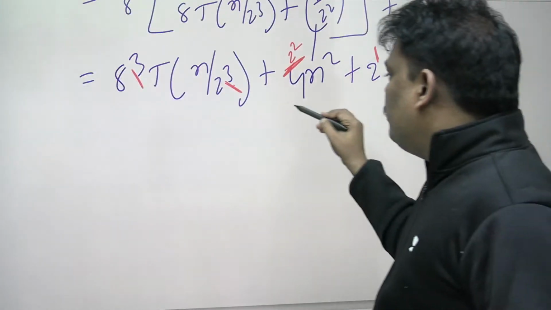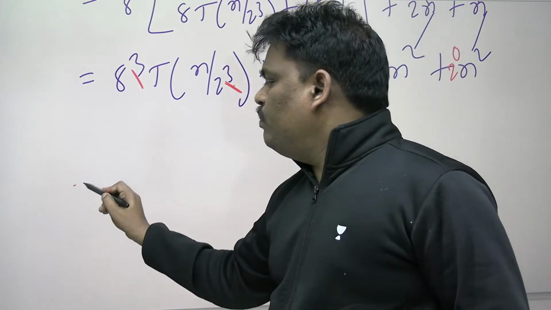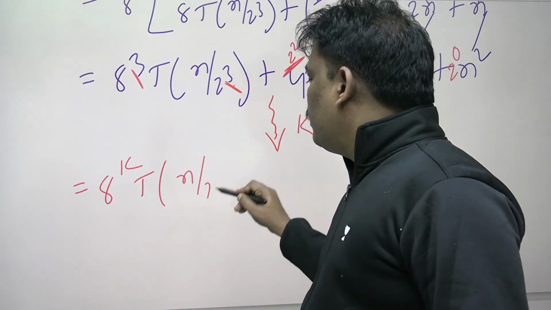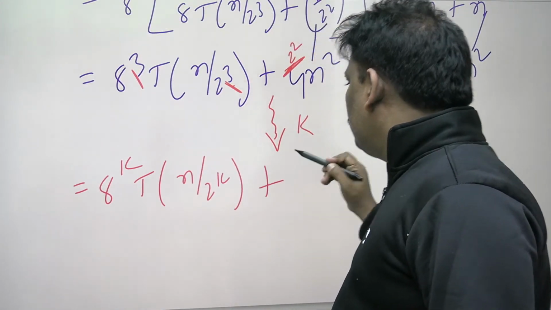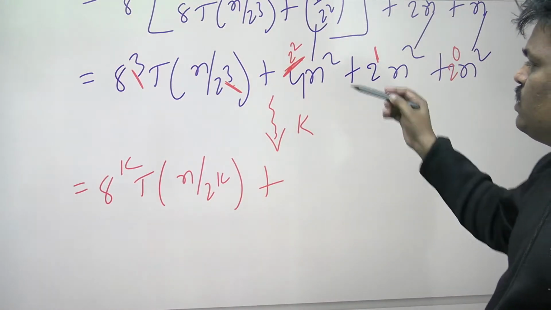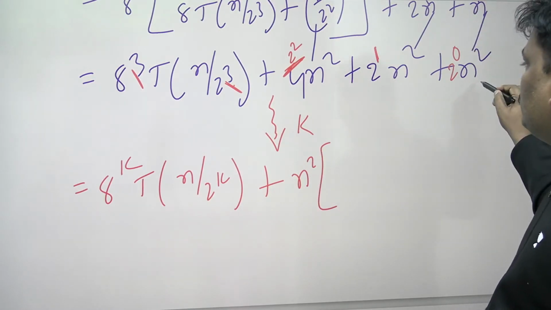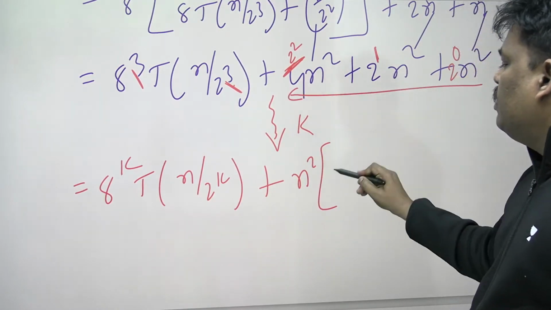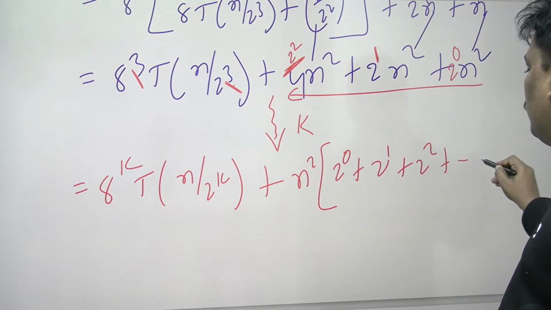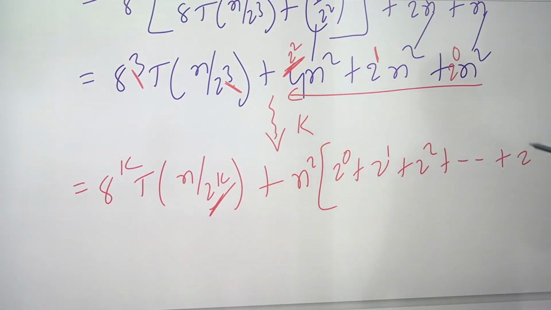If you do k times, if anyone has a small objection also, please see. If you do k times, it became 8 power k T(n/2 power k) plus 8 power k T(n/2 power k). Can you say this can be written as, I think, n square common. If you observe clearly, the series if you write from this side, it became 2 power 0, 2 power 1, 2 square and so on. What is the answer? If it is 2 power k, it is 2 power k minus 1.